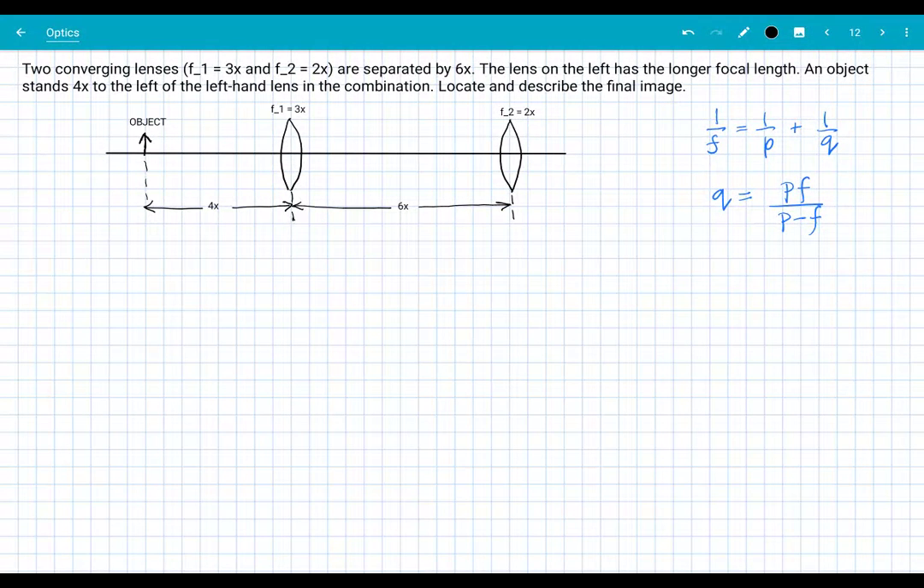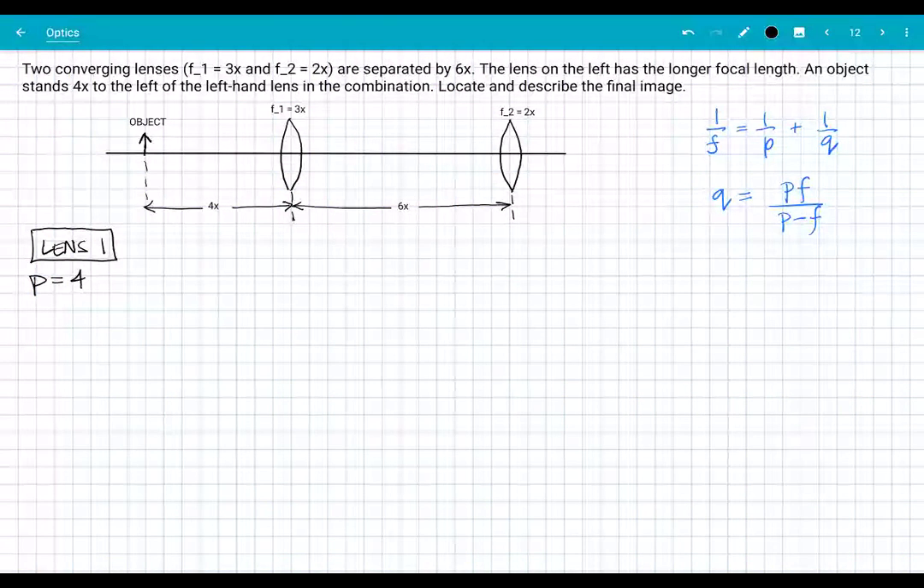So we just do this one component at a time. Light will leave the object and go to lens 1 first, and we're going to solve this in order here. So lens 1 is where I'll begin. And my object distance there is given to me, 4x. It's positive, it's on the side of the incoming light, and I want to solve for my image distance.